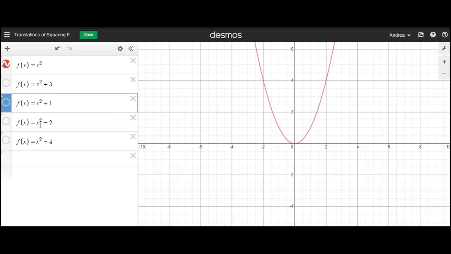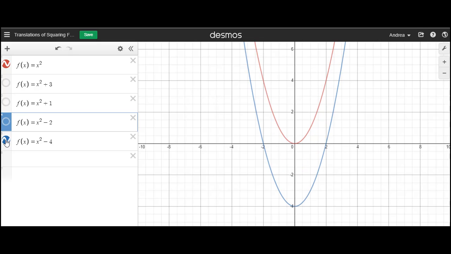F of x equals x squared minus 2, when I graph it, notice that now the graph is down, right? It's shifting down 2 units from the original parabola that I had. Instead of going through the origin as a vertex, this new graph goes through (0, -2), and instead of going through (1, 1), it goes through (1, -1). So that y value has shifted down 2 units.